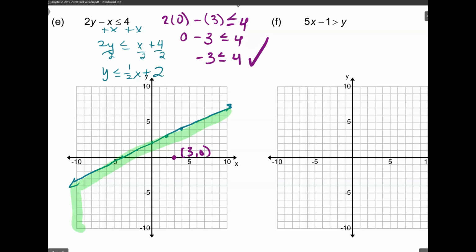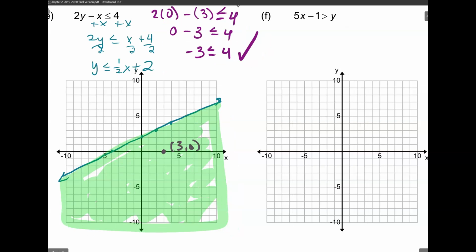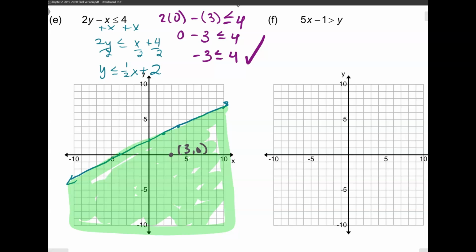How are you guys feeling about this so far? Good. Shall we do some more examples? Do you want to do more examples? You're going to do the inequality or absolute value one? Okay, cool. Let's do F.